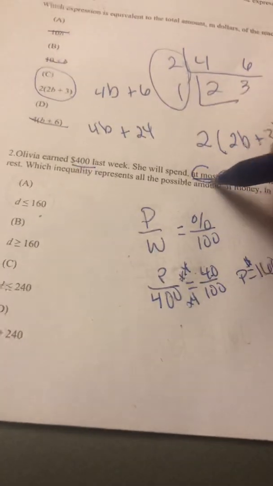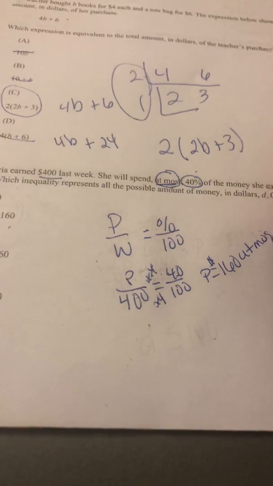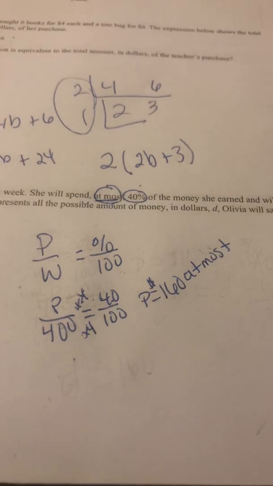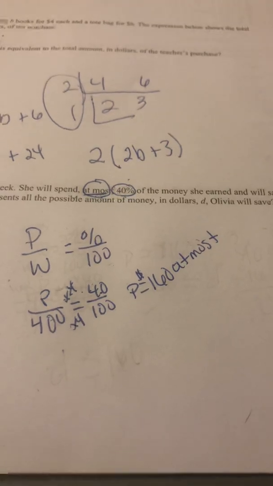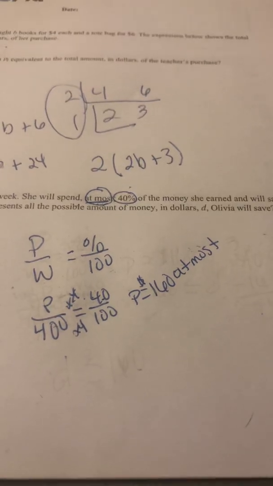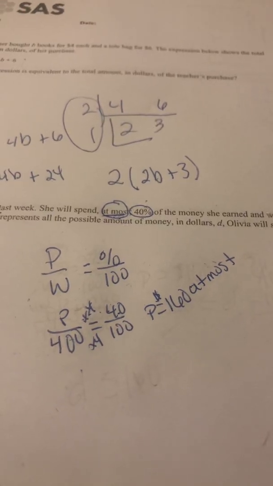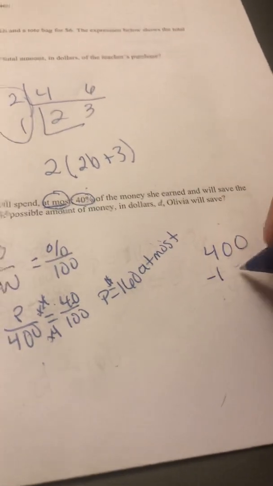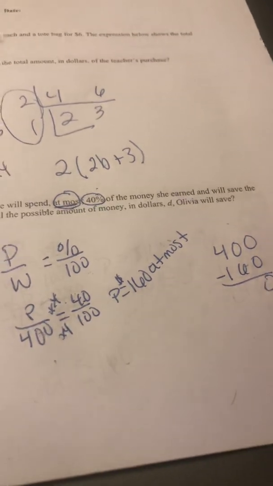So at most, let's talk about that word, at most. At most, Olivia is going to spend $160. So she's not going to spend more than $160, right? At most, she's going to spend $160. She could spend less than $160, or $160, but she's not going to spend more than that. So we're going to take our $400 that she earns, and we're going to subtract the $160 that she could spend up to.